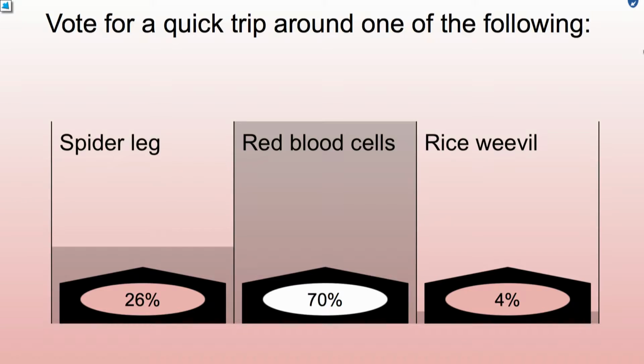So let's see. Red blood cells in the lead with 70% now. Spider's leg coming in at 26% or 28%, and rice weevils a very poor 4%. What's wrong with rice weevils? I would have voted for that. It's probably because most people have never seen a rice weevil, and they're actually quite pretty to look at. But shall I get to the red blood cells so we can actually see them? Poor rice weevils. Lesser of two weevils.